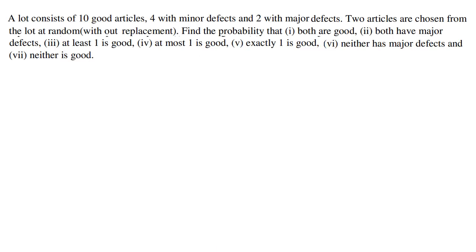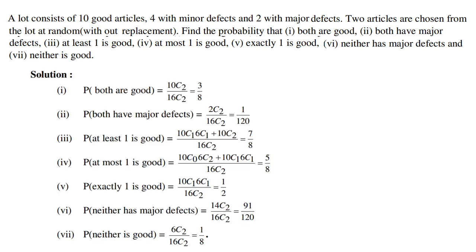Now let us see the first sum. A lot consists of 10 good articles, 4 with minor defects and 2 with major defects. 2 articles are chosen from the lot at random without replacement. Find the probability that both are good, both have major defects, at least one is good, at most one is good, exactly one is good, neither has major defects, and neither is good. So they have given 7 subdivisions that should be solved.